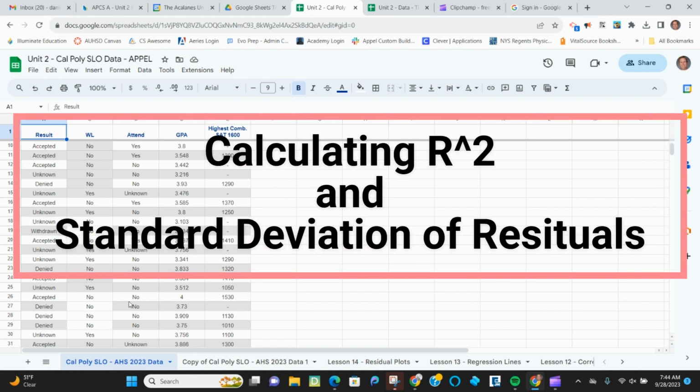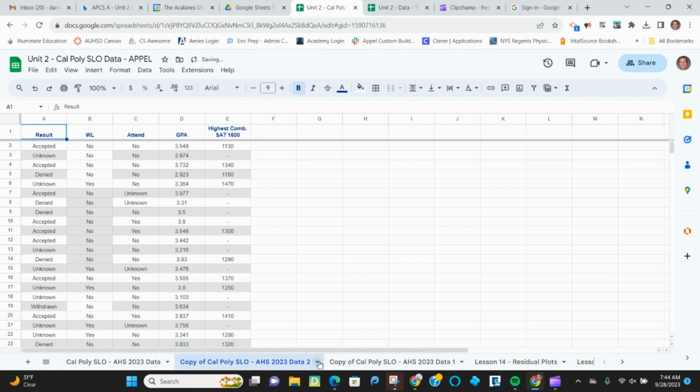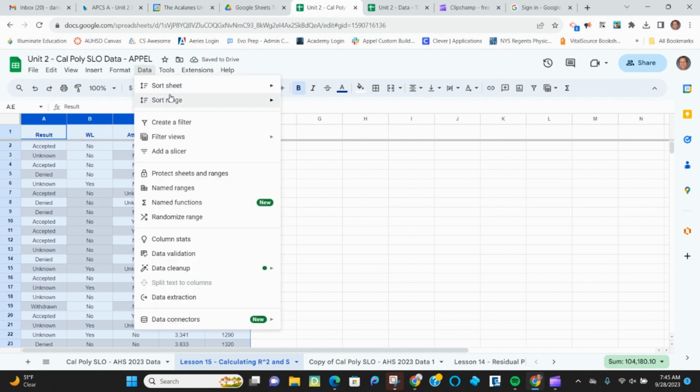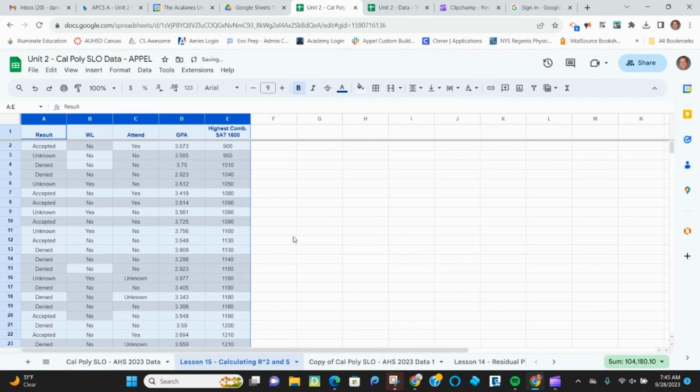So what we're going to do to start off with is we're going to make a copy of our data here. So I'm going to duplicate this and I'm going to rename it lesson 15, and then this is calculating r squared and s. All right, so to do that, I'm going to sort my data so that I can see there's no gaps in it. So I'm going to sort, and it has a header row, by GPA, or sorry, SAT. So now these are all here.